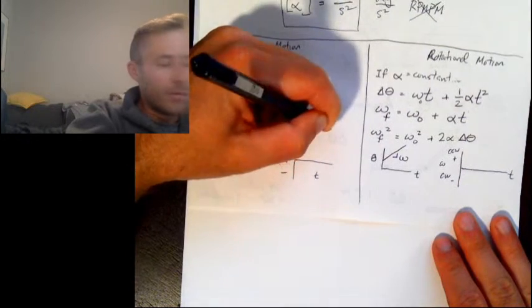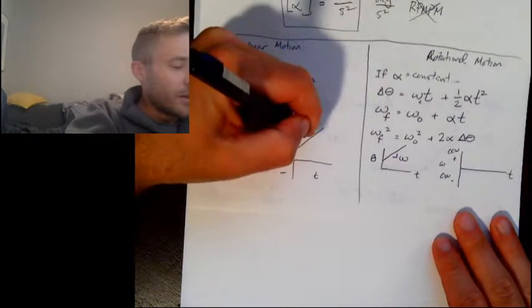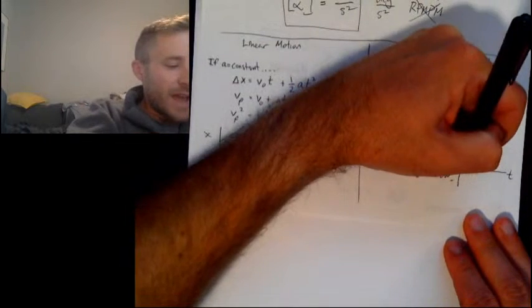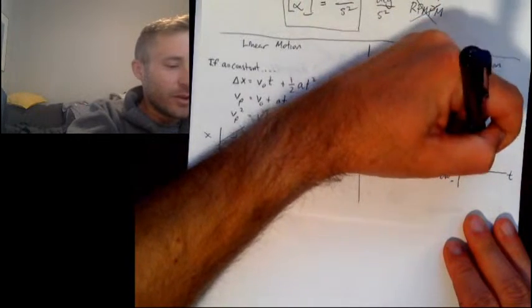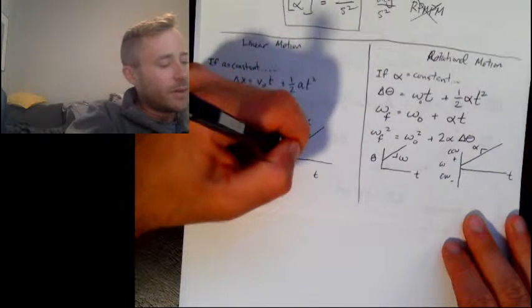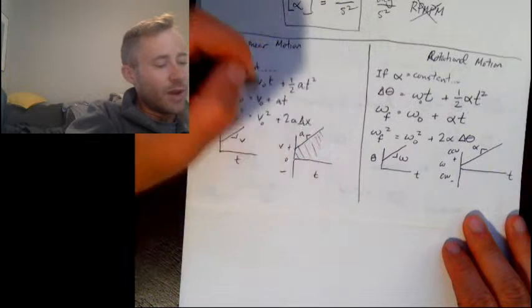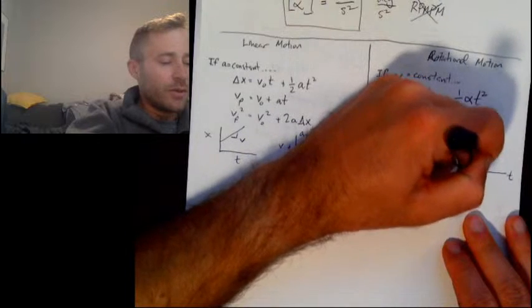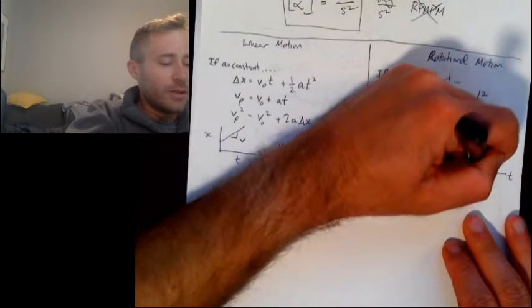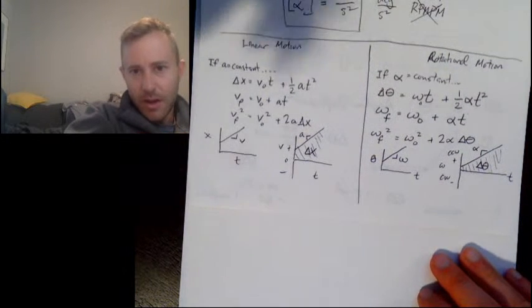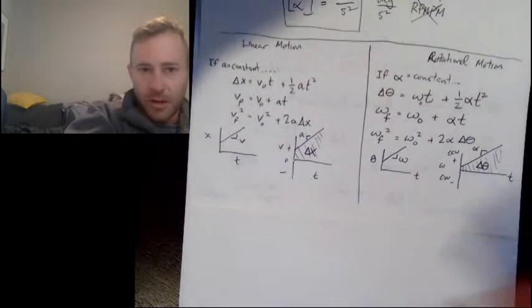Furthermore, the slope of a velocity time graph is your linear acceleration. The slope of an angular velocity time graph is your angular acceleration. The area under the curve of a linear velocity graph was linear displacement. The area under the curve of an angular velocity graph is angular displacement. So it's completely analogous. Okay? And that's the reason why I'm not really doing any examples. We're just talking about this theoretically from a high level.